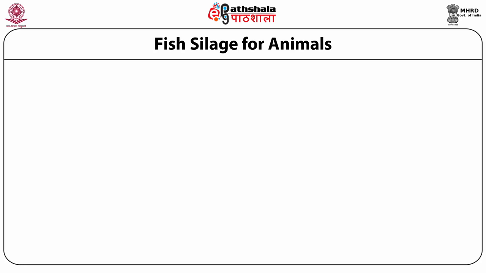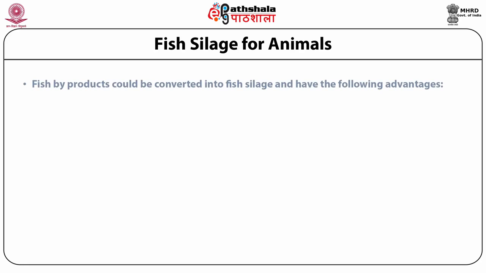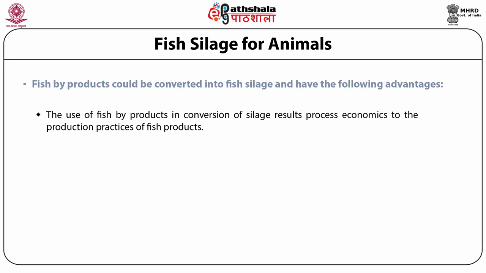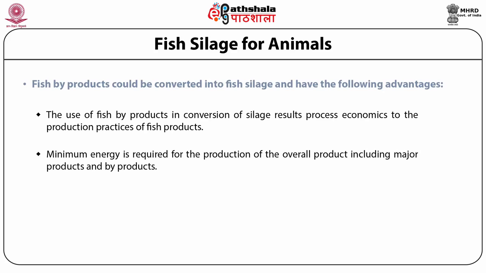The second method is not being used commercially to a great extent. The fish silage produced may be used as a protein supplement in the liquid form. Many fish byproducts could be converted into fish silage and have the following advantages. The use of the fish byproducts in conversion to silage improves process economics relative to production practices of the fish products. Minimum energy is required for the production of the overall product.